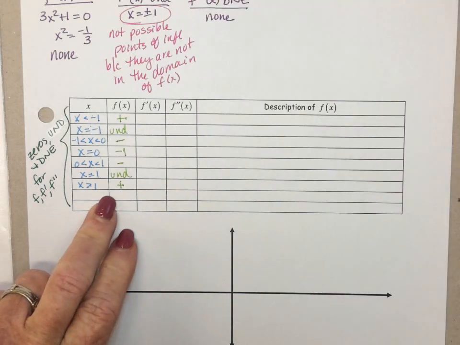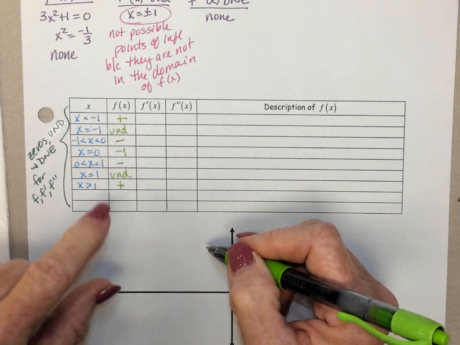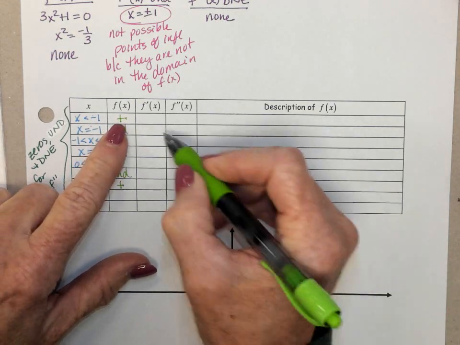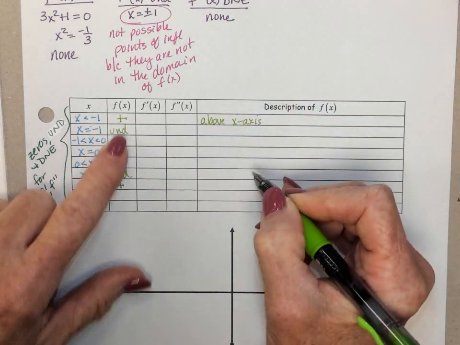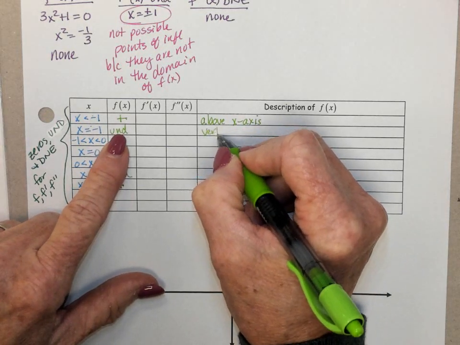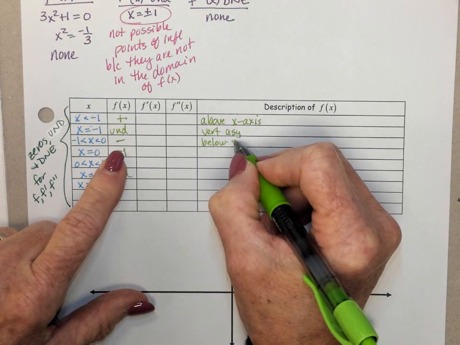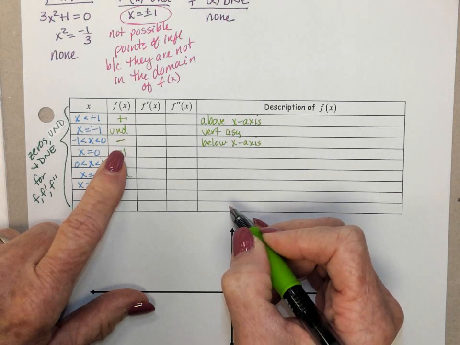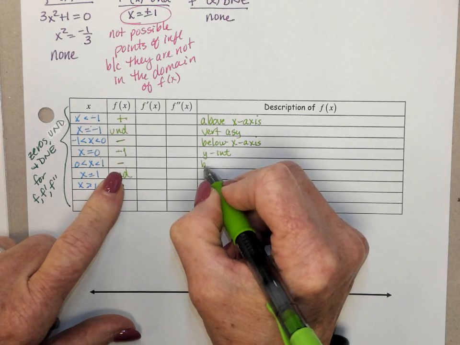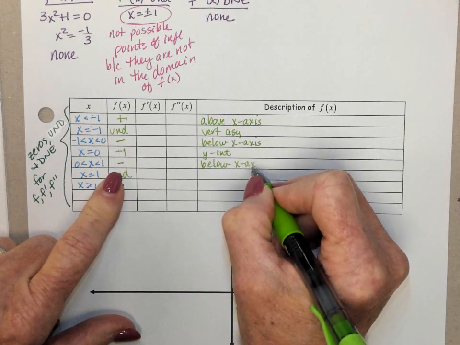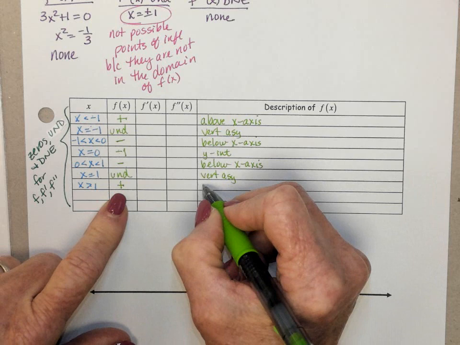Now, what do those signs of f of x tell us about the graph of f of x? It tells us if the graph is above or beneath the x-axis. So right here, this is above the x-axis. We knew we have a vertical asymptote here. This is below the x-axis. This is the y-intercept. This is below. Another vertical asymptote. And above.